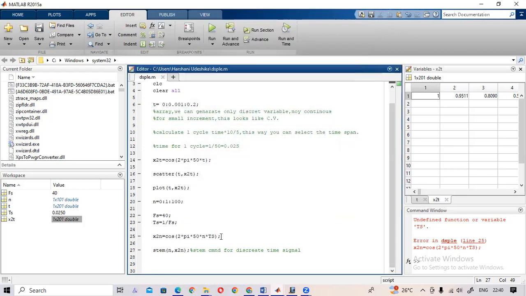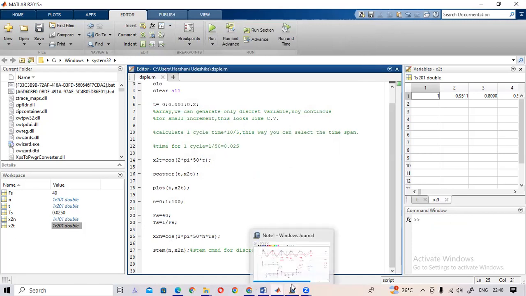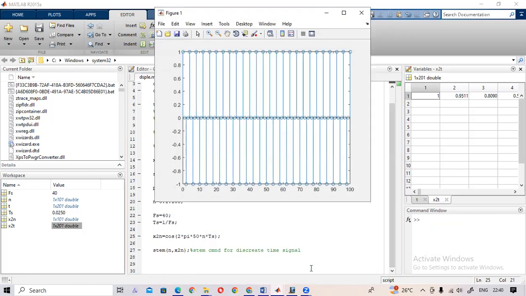this Ts is a capital S, but here I used a simple s, so this should also be capital S. Now if I run it, you can see the corresponding values and the corresponding sample values. We can see that the points are joined with the axis. Okay, now you can see that this is not the sampled signal.